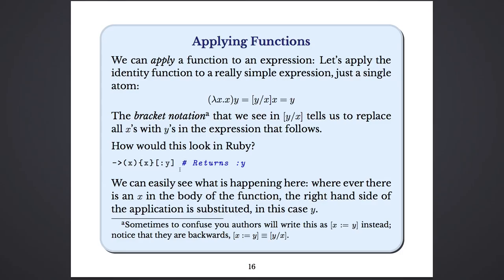So, how would you do this application in Ruby? It's still pretty simple, right? You've got your stabby lambda right here. That's your identity function, and that just passes through whatever. And you just pass it in some sort of name, like y. And since all this is doing is passing it through, you get the y spit back out. So super simple.